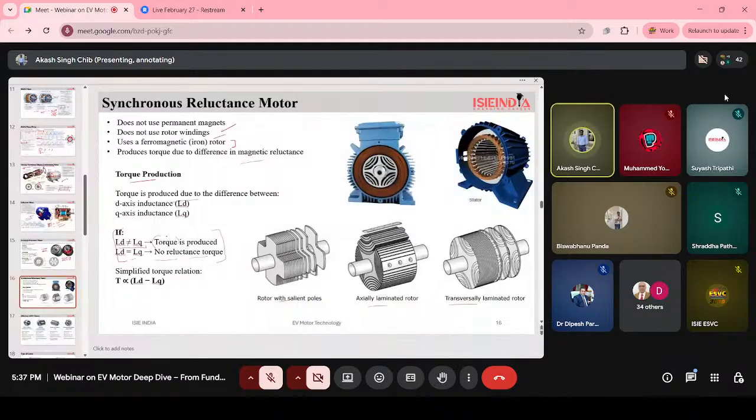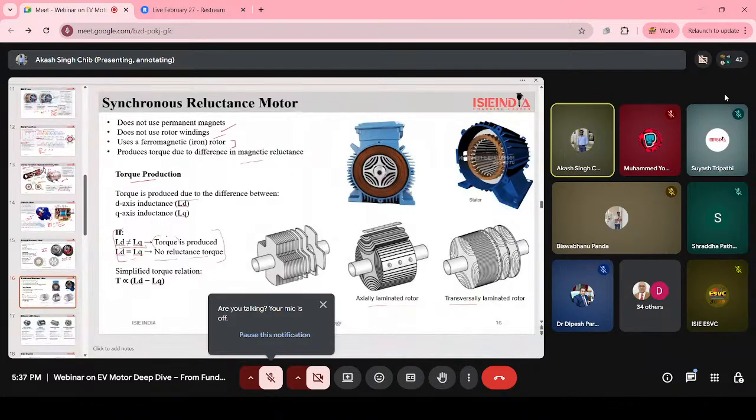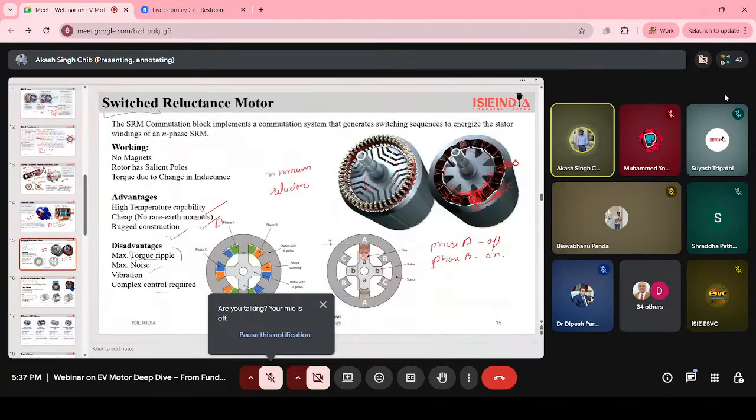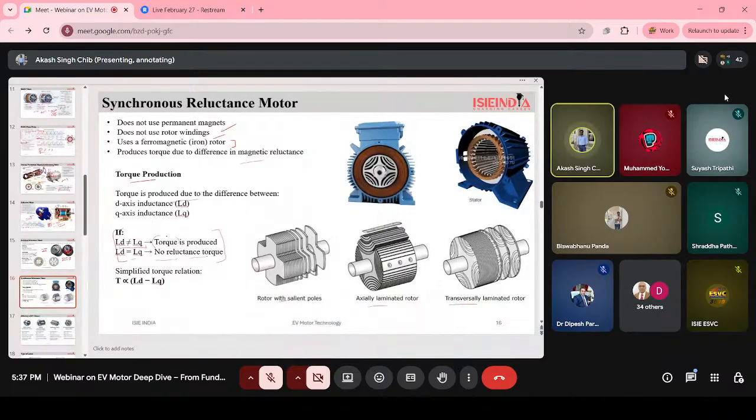There is nothing more about this motor. I hope you have understood about this motor. It is simple working, same as I discussed before about the switched reluctance motor, the permanent magnet motor and the induction motor. If we compare this with the permanent magnet synchronous motor, torque is generated due to magnets plus reluctance, and in the synchronous reluctance motor, torque is generated only due to the reluctance.